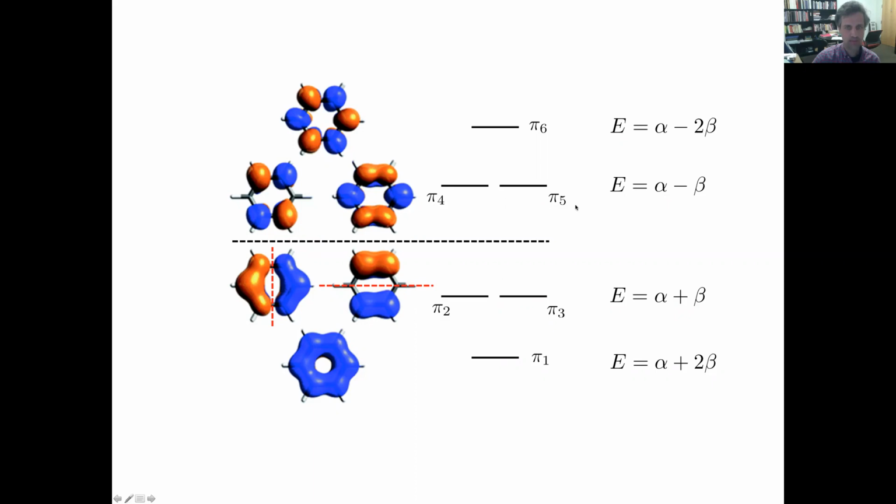Pi 4 and pi 5, they have two nodal planes. Okay, here they are. I can draw them, one in a cross-like form. This one is a kind of compressed cross, more like an X-like shape. But the result is the same. There are two nodal planes for pi 4 and pi 5, and therefore they must have higher energy than the orbitals before them. And finally, three nodal planes for pi 6. Okay, so that must have the highest possible energy.